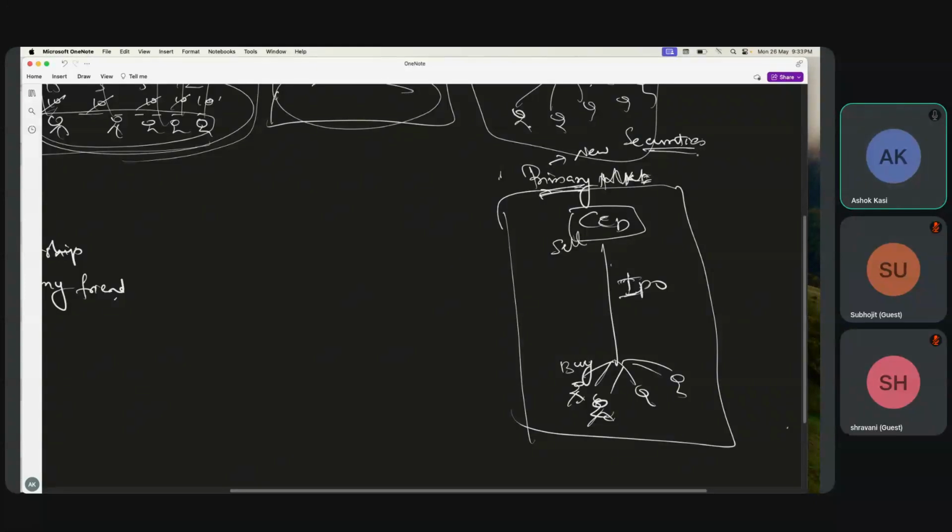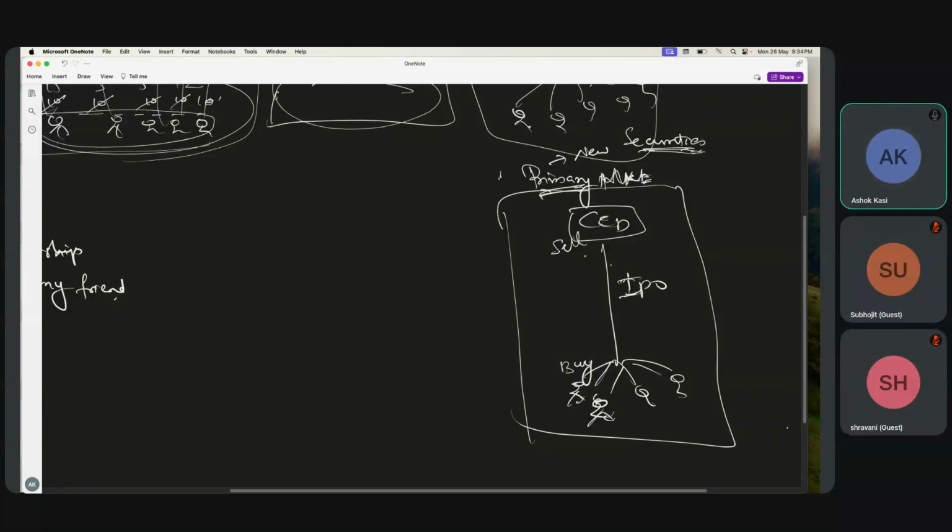Security is a general term for any financial instrument. Over here, we are speaking about equities. It can be for bonds also. Same steps for bonds as well, but let's stick to equities now. Security, we are referring to equities. So this is primary market. What do you mean by primary market? If you don't know, note it down. Primary market is a market where new securities are issued.